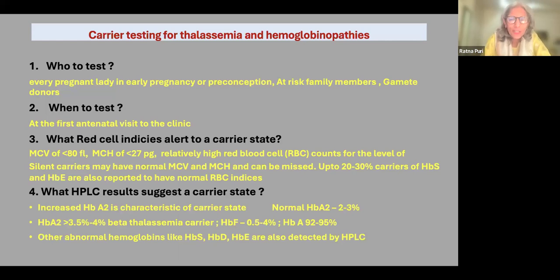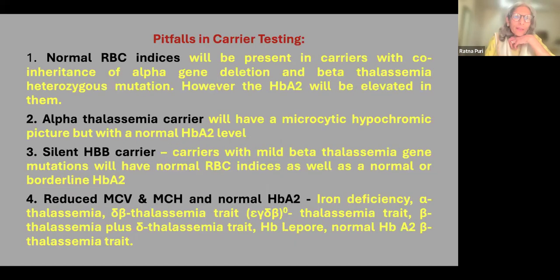What is the HPLC finding that suggests a carrier status? The normal hemoglobin A2 varies in different labs. 3.9 was the cutoff that is traditionally used. Anything more than 3.9% is a carrier. However, the silent carrier varies between 3 to 4%. So that is your silent carrier zone where there may be carriers. What are the pitfalls in carrier testing? Normal RBC indices may be present in carriers. So there are situations where you can be a carrier, but the indices don't show that you are a carrier. Remember, everything is because of an alpha globin gene mismatch.